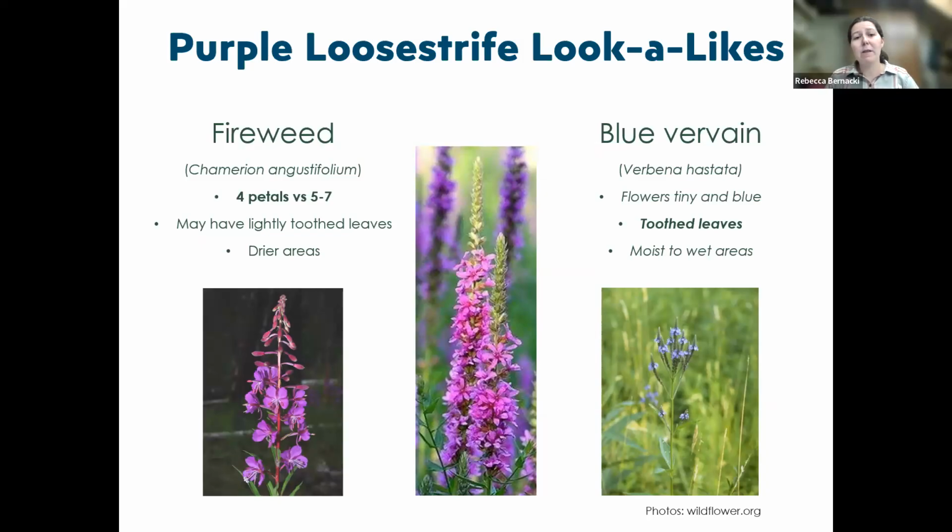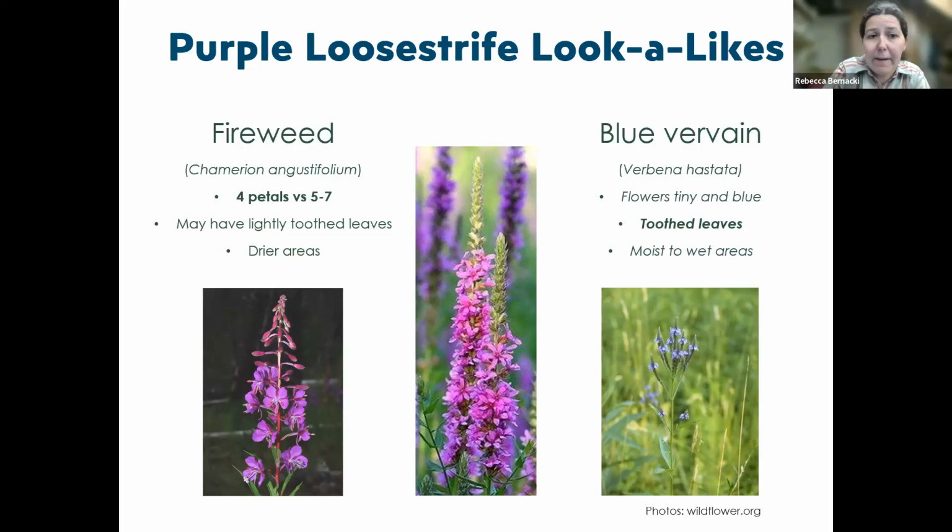Lookalikes. The most common lookalike I'm going to see, and you're going to see, is going to be fireweed. It has very similar flower color on those spikes. The big difference here is fireweed only has 4 petals, where purple loosestrife is going to have 5 to 7. Fireweed also grows in drier areas. Sometimes I'll have folks send me a picture of a plant and ask me what it is, and I'll have to ask them to go back out and send me a more close-up picture of the petals just so I can count the petals, because I can't see where that plant is growing. The leaves may be slightly different. They may have lightly toothed leaves as opposed to those smooth leaves of the purple loosestrife.